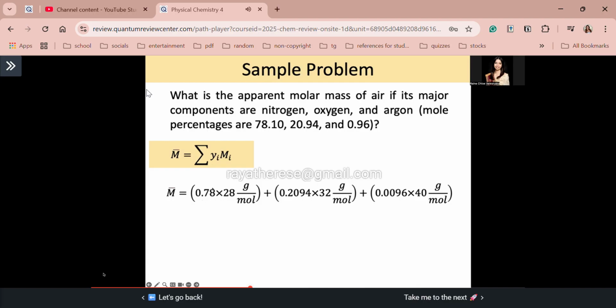So 0.78, this is the mole fraction of your nitrogen, times the molar mass of nitrogen, which is 28 grams per mole, plus the mole fraction of oxygen, 0.2094, times the molar mass of oxygen, 32 grams per mole, plus the mole fraction of your argon, that is 0.0096, times 40 grams per mole. Ma'am, why did you divide by 2? Oh guys, remember, these are percentages. For a fraction, we have to convert the percentage to a fraction. So solving, we get the apparent molar mass of air is equal to 28.92 grams per mole. I hope it's clear, guys.